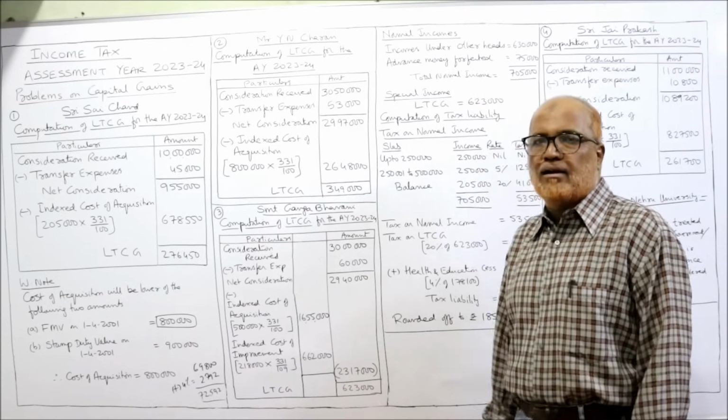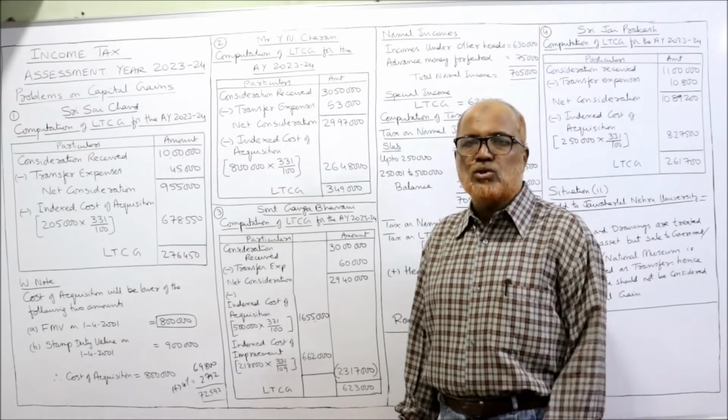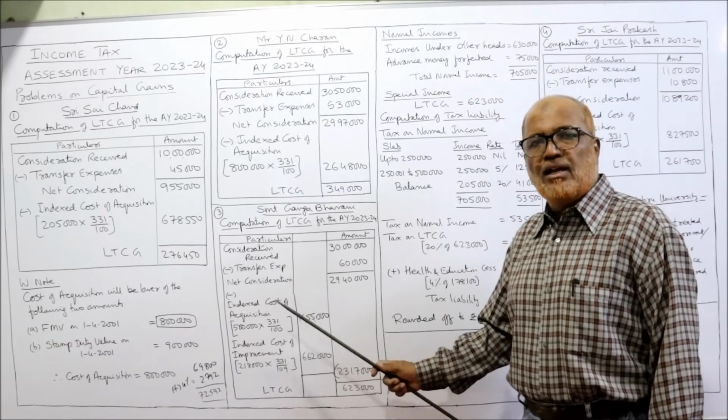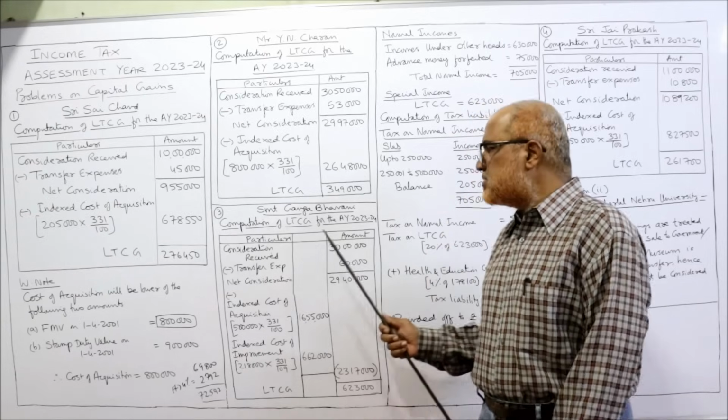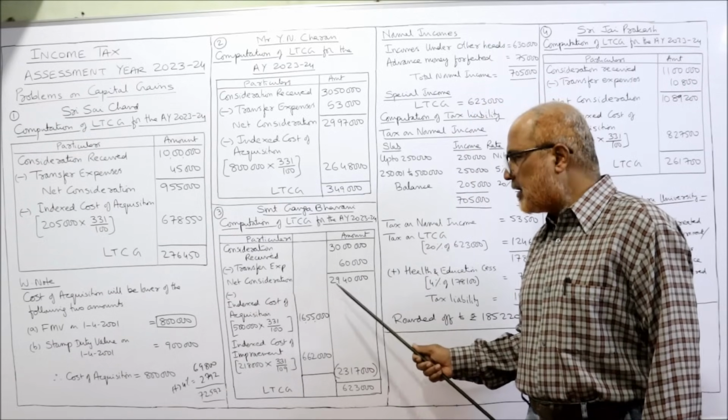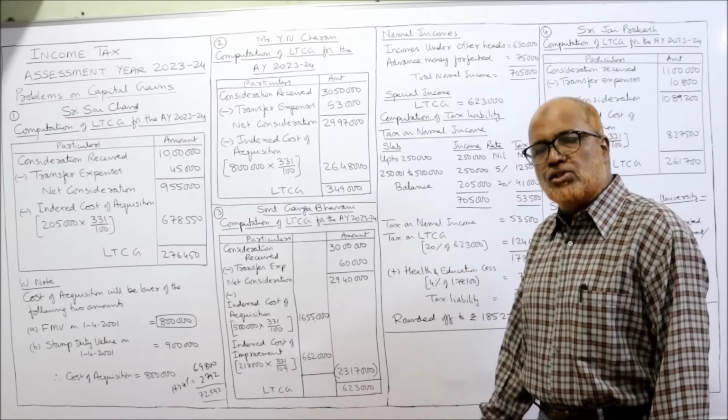Consideration received is 30 lakh. Finally, she sold the house for 30 lakh. Less transfer expenses: 2% is given, so 2% of 30 lakh is 60,000. Subtract, and we get 29,40,000. This is the net consideration.